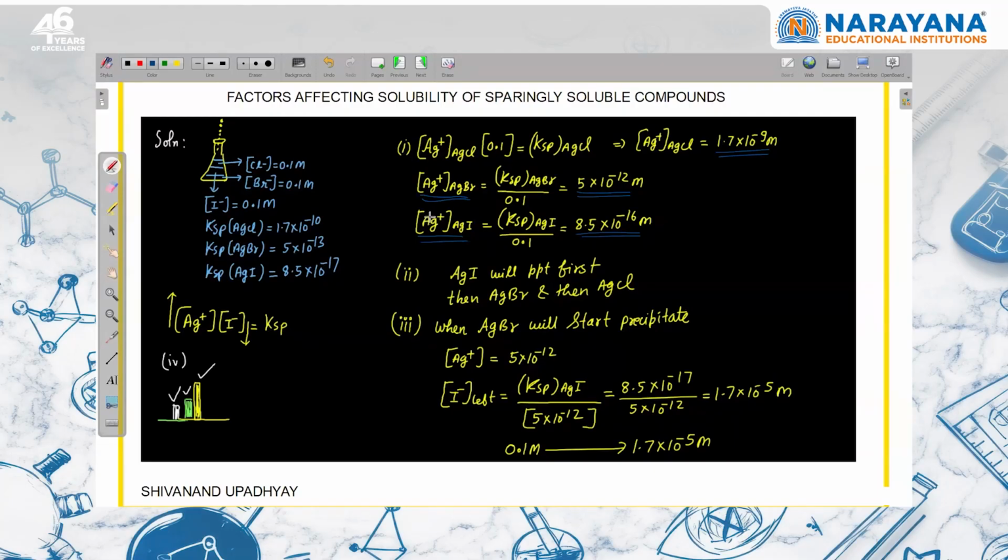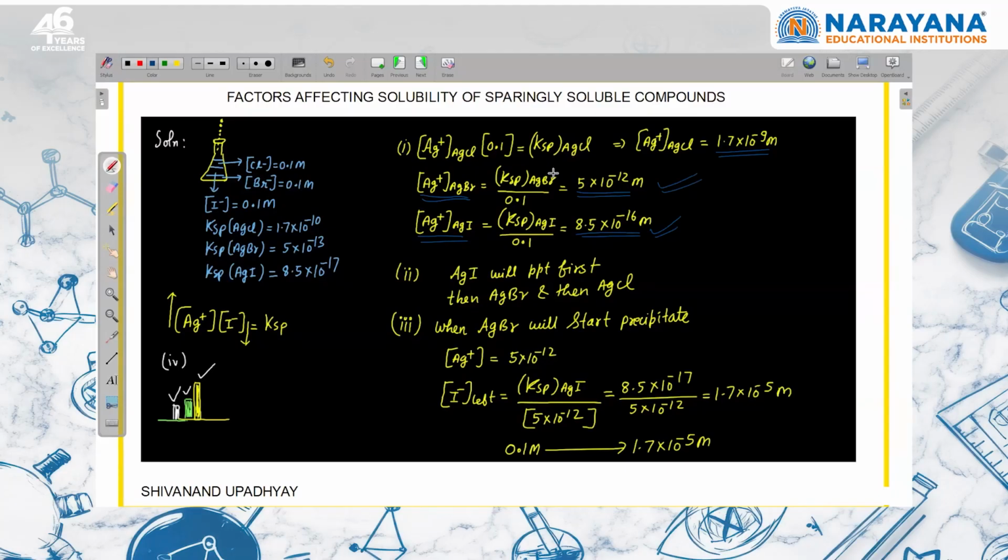Now, this is the concentration of Ag plus for AgI, for AgBr and AgCl. We know that this is the smallest value. We are adding slowly, so this value will come first, then this value, and in the last, this value. So we can say that AgI will precipitate first, then AgBr, and then AgCl. Now, the third part of the question: when the second ion starts precipitating, which is the second ion? AgBr is the second ion.